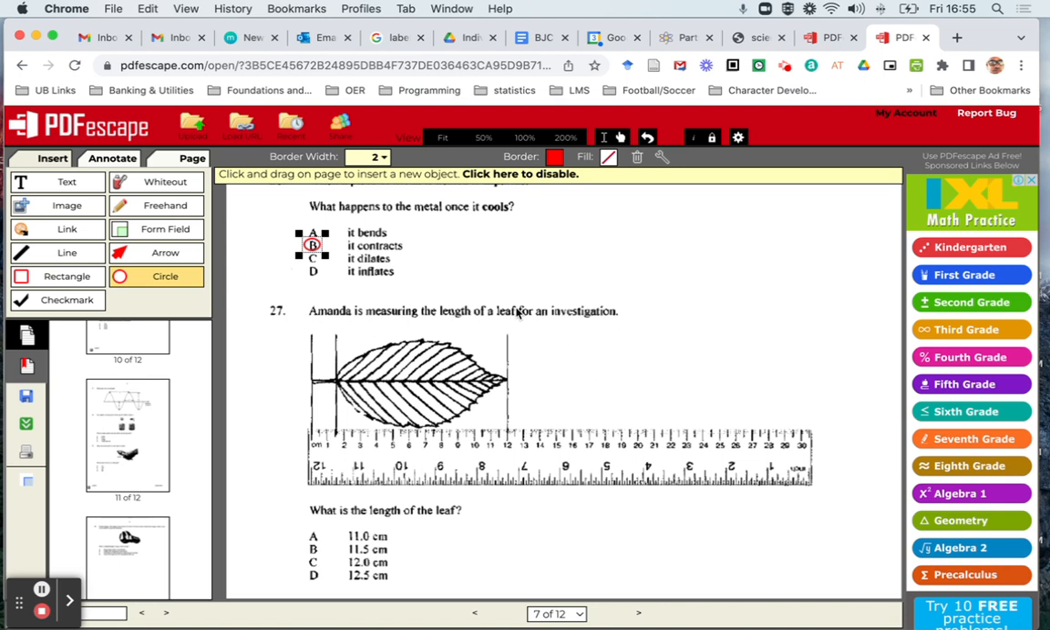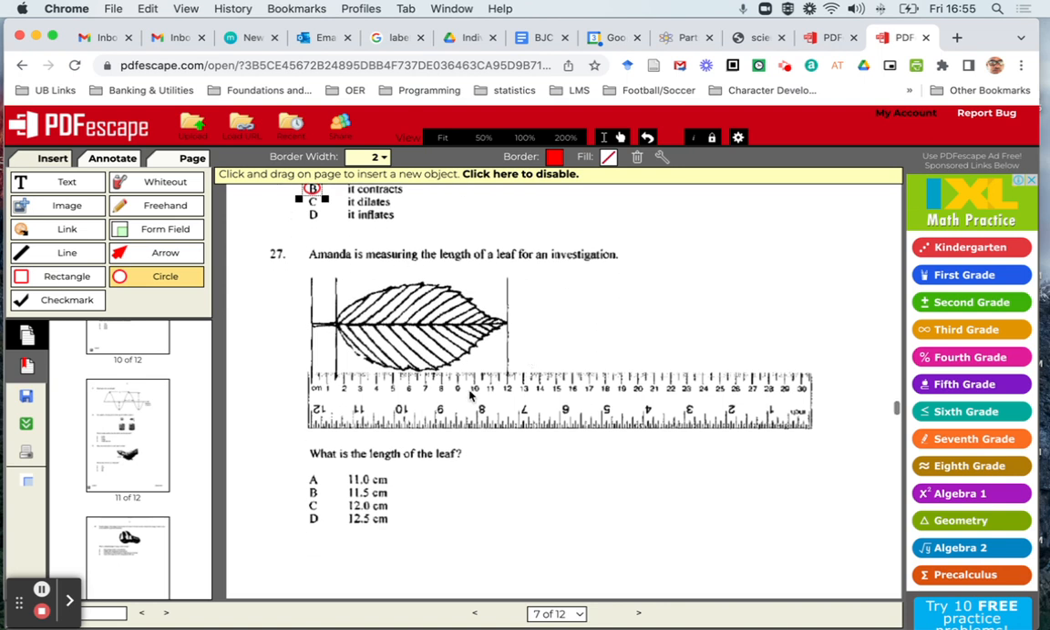Amanda is measuring the length of the leaf for an investigation. What is the length of the leaf? So if we look, we see that the bottom of the leaf stem is at 0 centimeters and the tip of the leaf is at 12 centimeters, so it's going to be 12.0 centimeters exactly. You might be tempted just to look at this section of the leaf, but if you think about it, this is only going to be 10 and a half anyway, so that's not even appearing in any of the solutions, so it must be 12.0, C.